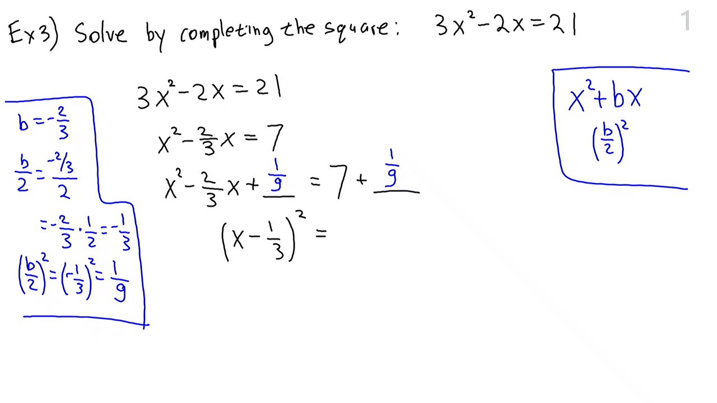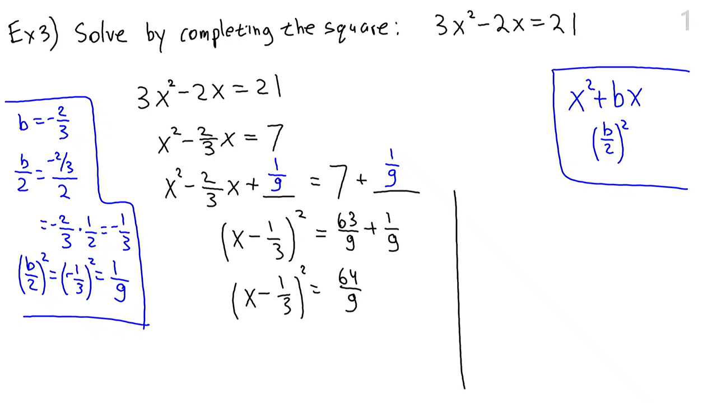I'm going to rewrite 7 as a fraction so that I can add the terms with a common denominator. And now I have x minus 1/3 squared equals 64/9. Going to continue here. I'm going to take the square root of both sides using the square root property, and I'm going to get plus or minus the square root of 64/9. So that means x minus 1/3 equals plus or minus 8/3.